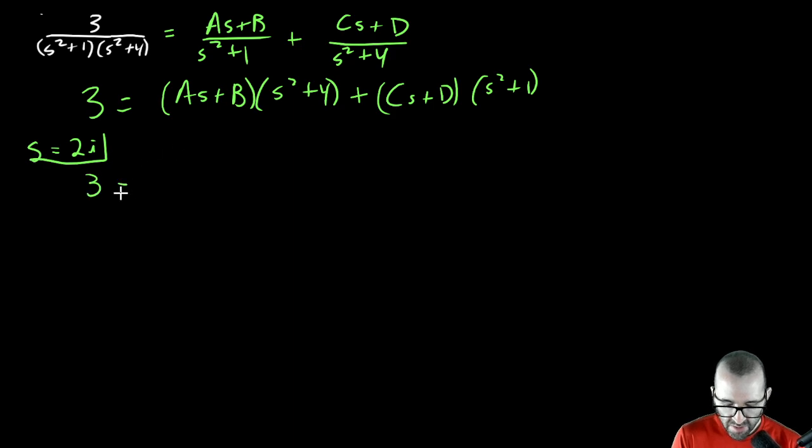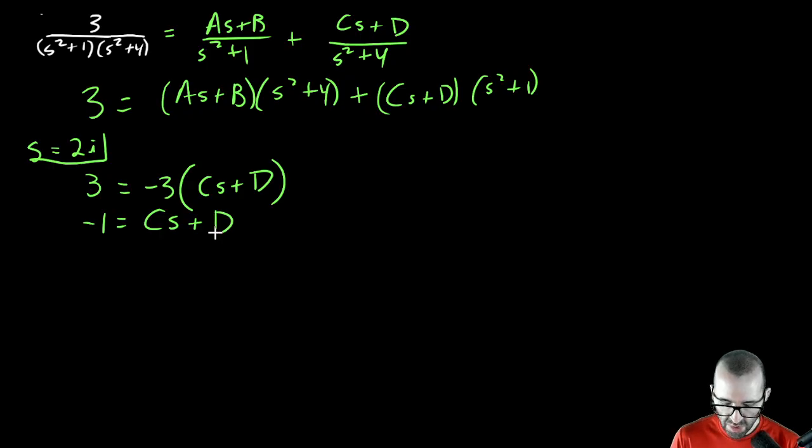That'll give us that 3 equals 0 plus, 2i squared is 4i squared, negative 4, this will be negative 3. I feel like we've already done this exact same partial fractions. Negative 1 is cs plus d. Oh, sorry, s was 2i. So this is c times 2i. I was getting a little concerned there. In other words, c is 0 and d is negative 1.